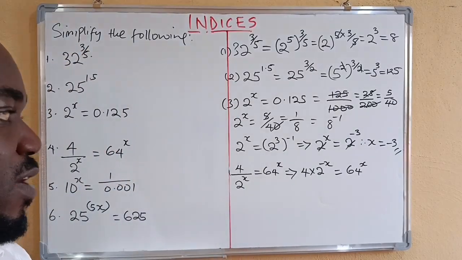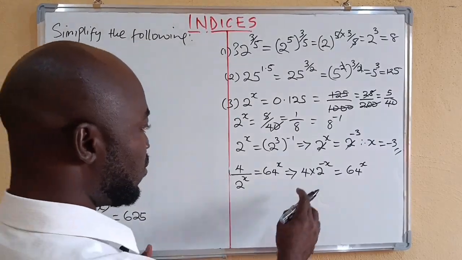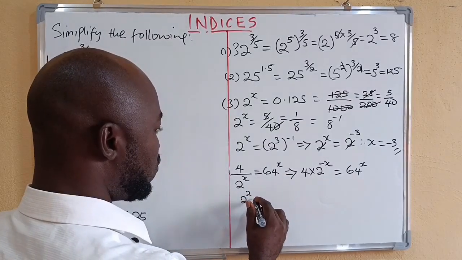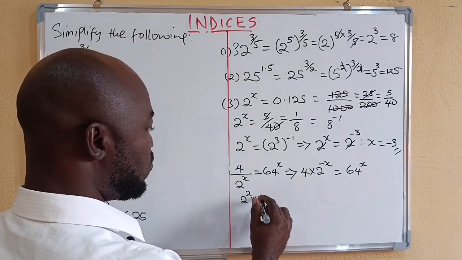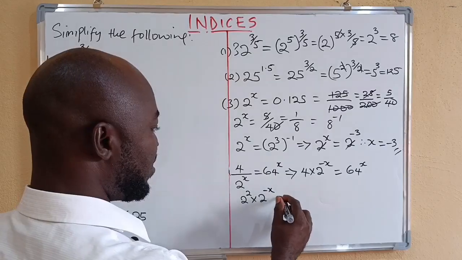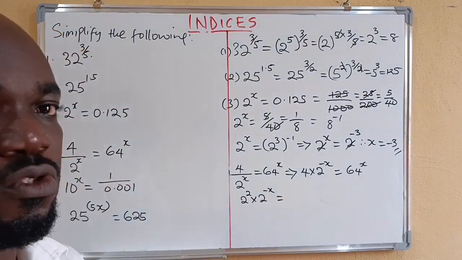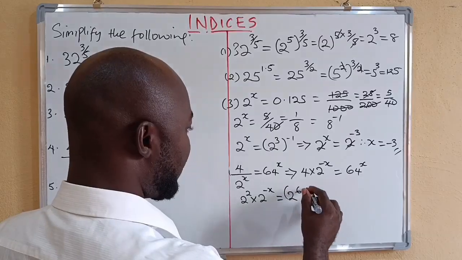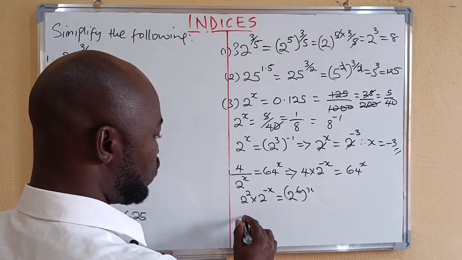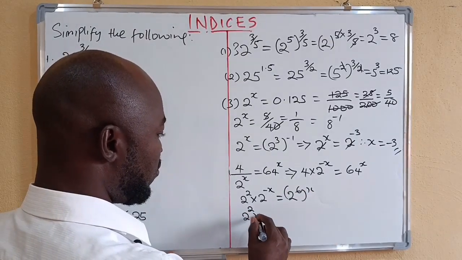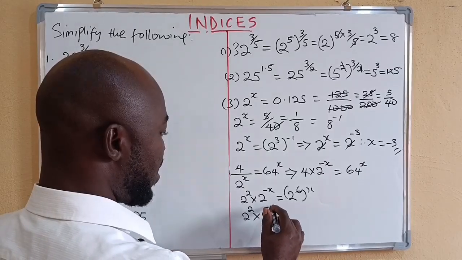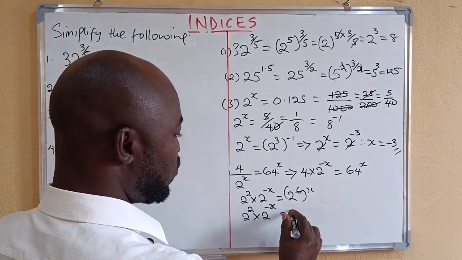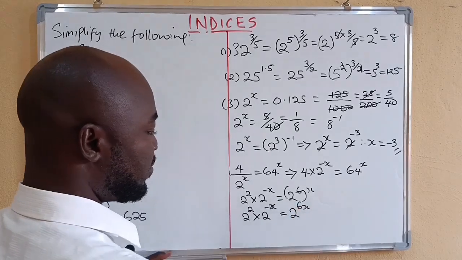Now we'll convert all of them to be in base 2. So this 4 is simply 2 to the power of 2 multiplied by 2 to the power of minus x, and then 64 is 2 to the power of 6. So I have 2 to the power of 6, and I have x to it. So this will give me 2 to the power of 6x.